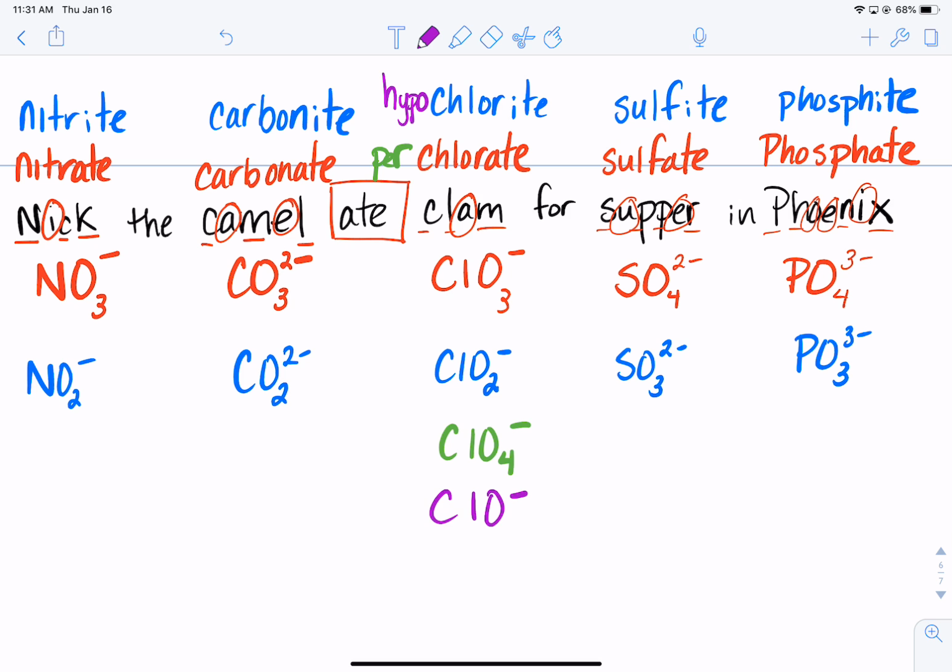So cool. Clam can tell you what a chlorate is, and from there you can deduce or figure out what chlorite is, hypochlorite, and then also perchlorate. So all of a sudden you've got four polyatomic ions that you can have memorized.